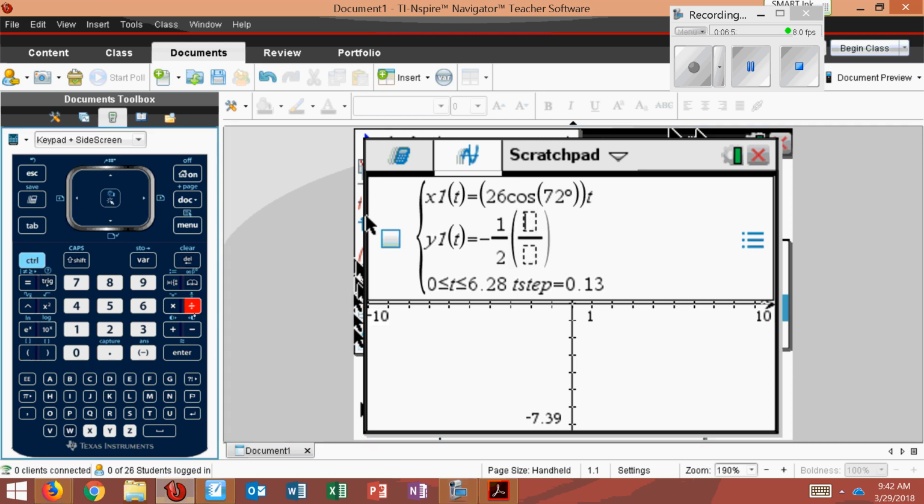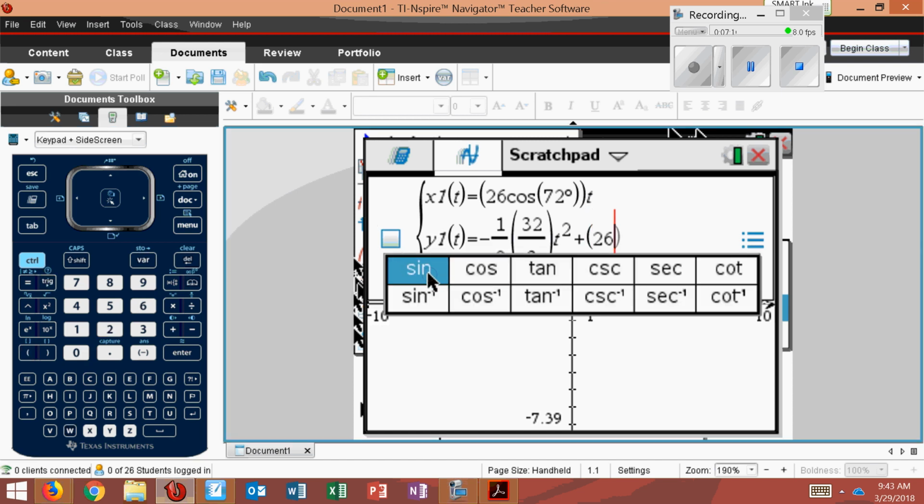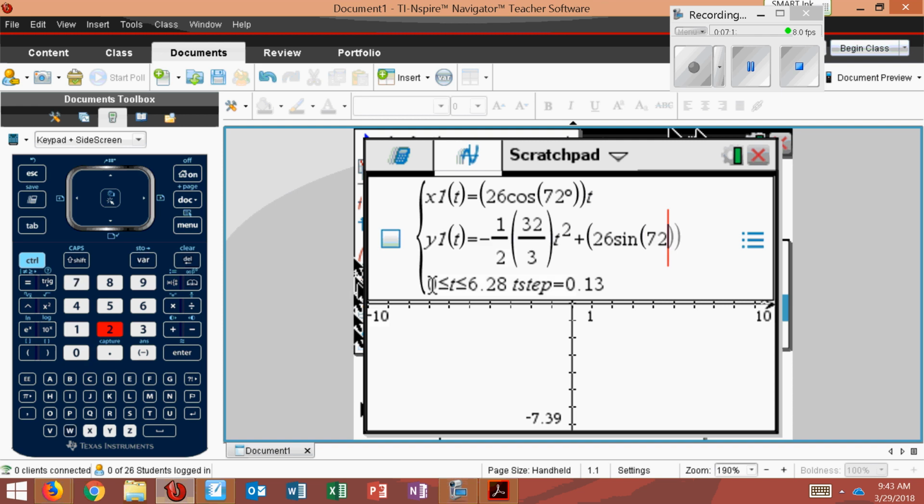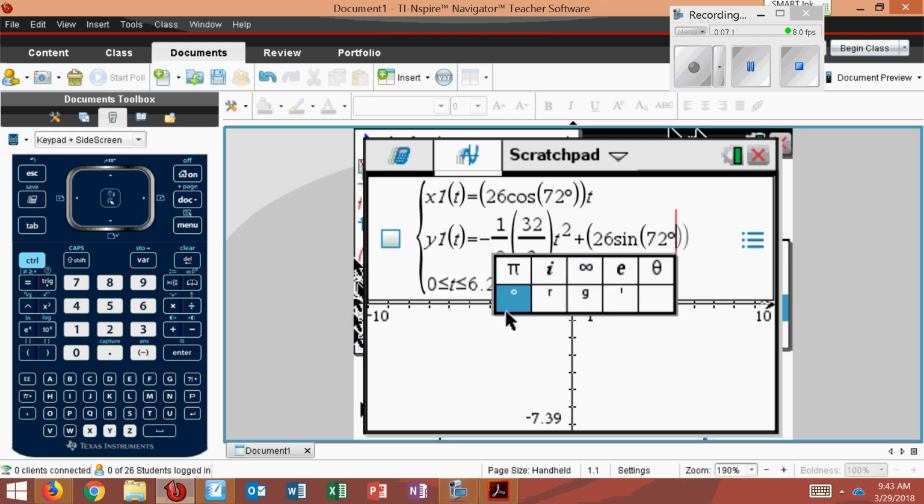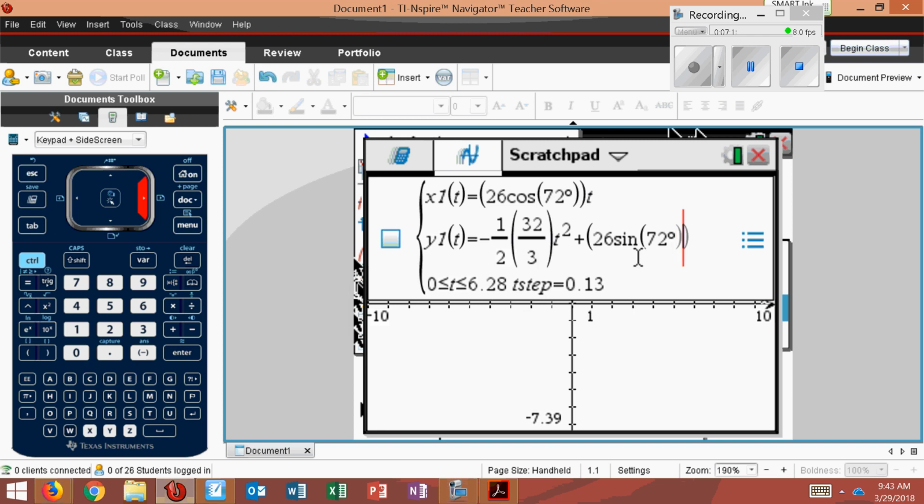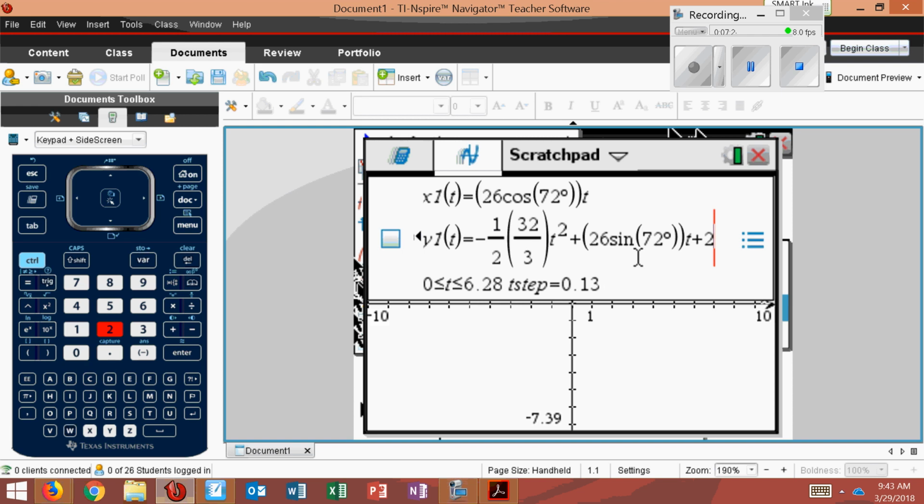And then our g, we said, was 32 over 3. So another fraction, 32 over 3, because there's 3 feet, 1 yard. And then we had t squared. Then we had plus. It's basically the same equation as above, 26, but this time we're going to choose sine. And it was 72 degrees. And make sure you hit the degree symbol just in case your calculator's in a different mode. And then you put the t on the outside right here. And then we do the plus the initial height, which is 2.